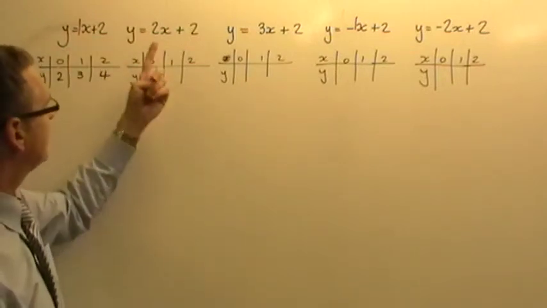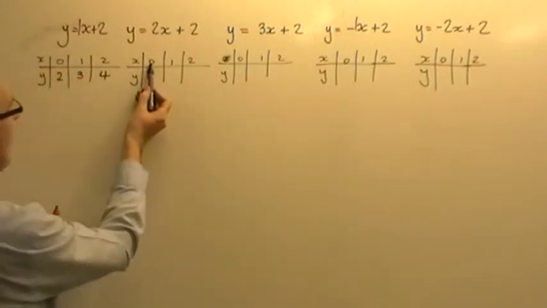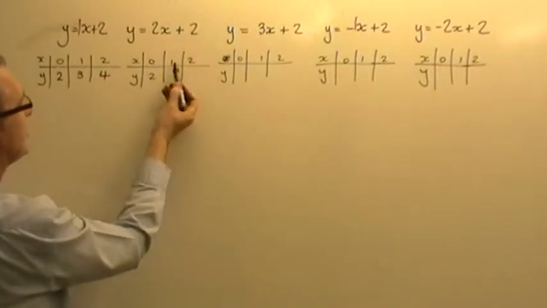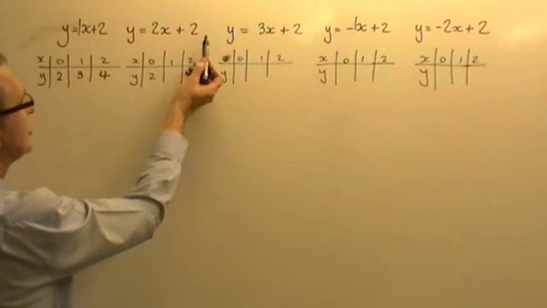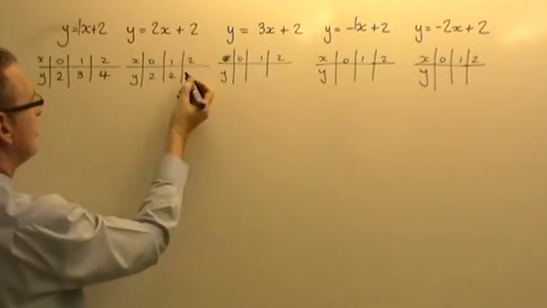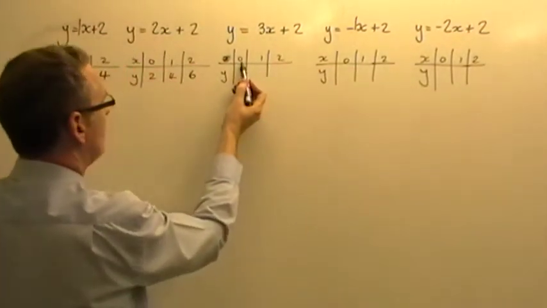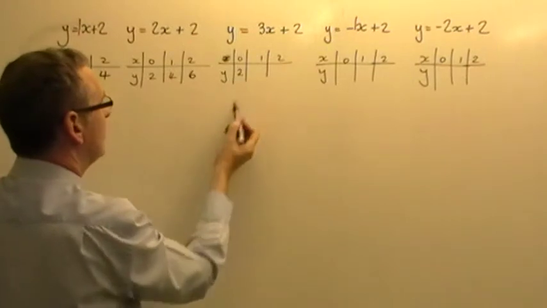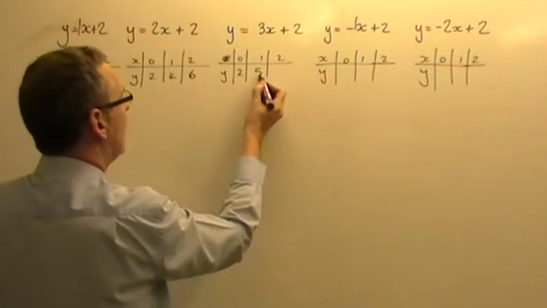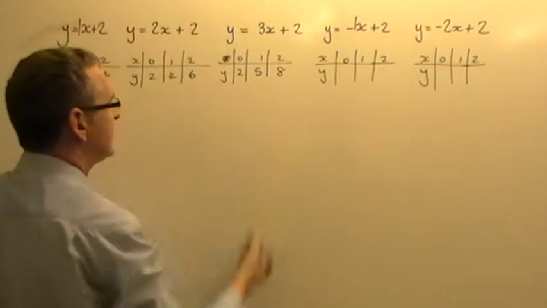Okay, second one, 2x plus 2 now is the equation of the line. So 2 noughts are 0, add 2 is 2. If x is 1, 2 1s are 2, plus 2 is 4. And finally, if x is 2, 2 2s are 4, plus 2 is 6. Next one, 3x plus 2. So x is 0, 3 noughts are 0, plus 2 is 2. If x is 1, 3 1s are 3, plus 2, that's 5. And finally, 3 2s are 6, plus 2, we get 8.